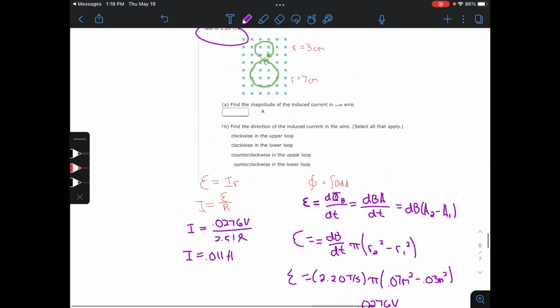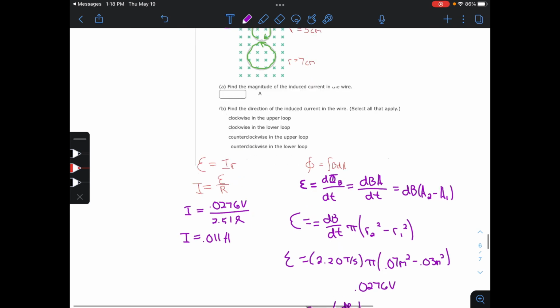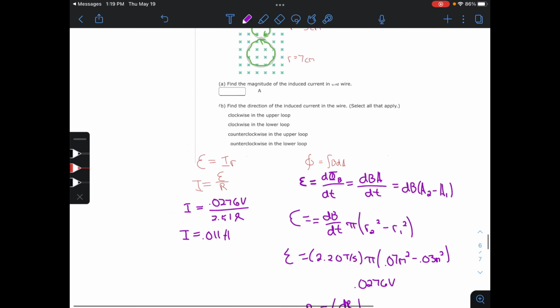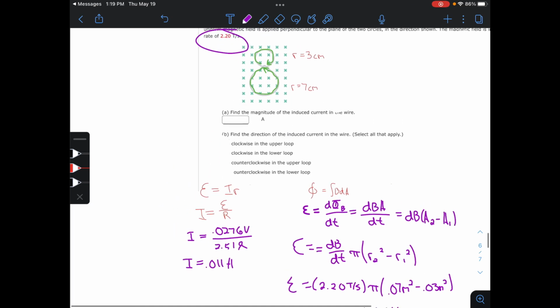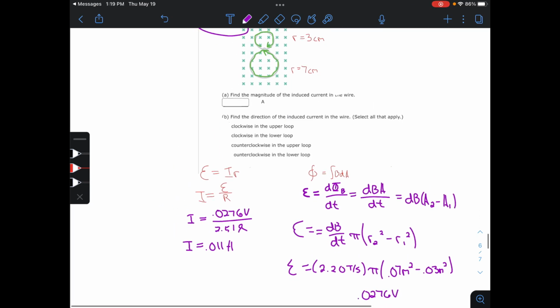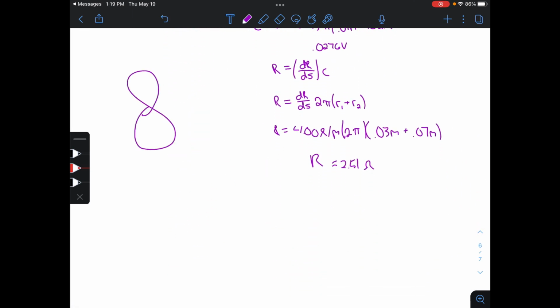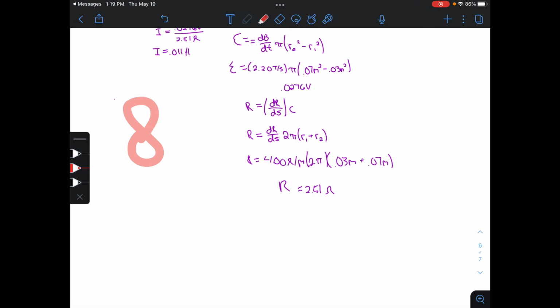Okay, boom. 0.01. Find the direction of the induced current in the wire. Select all that apply. This is one continuous flow of a wire, and the field is always directed inwards. I will start at the center. We have this kind of shape going on, right? Nope, that's not what I wanted. That's fine. We have that kind of shape, and our field is in.